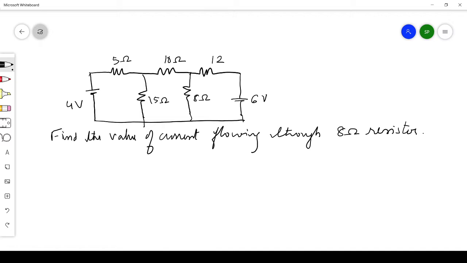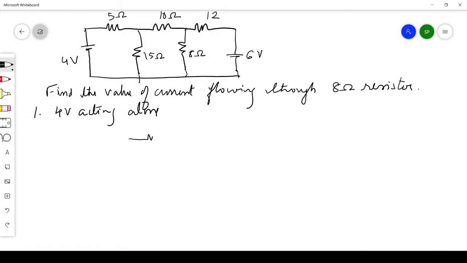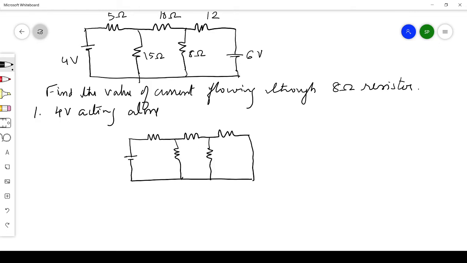As a first step, we will consider 4 volt acting alone. That means we are removing the 6 volt source. I'll redraw the diagram here, because for 4 volt we consider only that source, and the 6 volt we replace with a short circuit. This one is 4 volt, this is 5 ohm, this is 10 ohm, this is 12 ohm, this one is 15 ohm, and here it is 8 ohm. So this is the network.